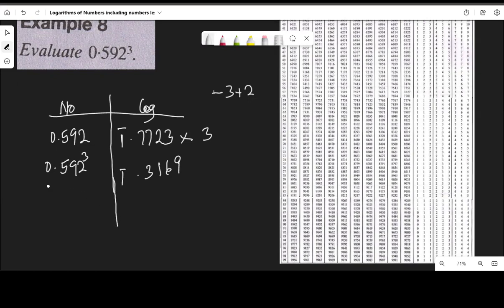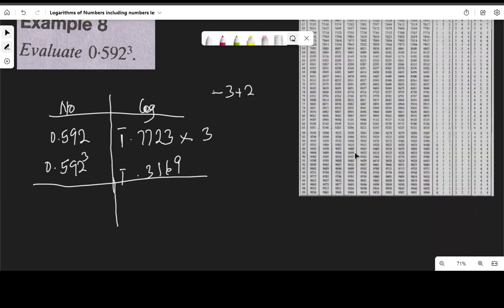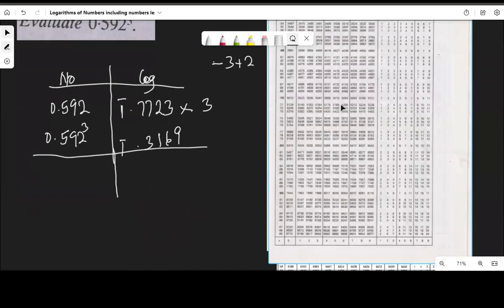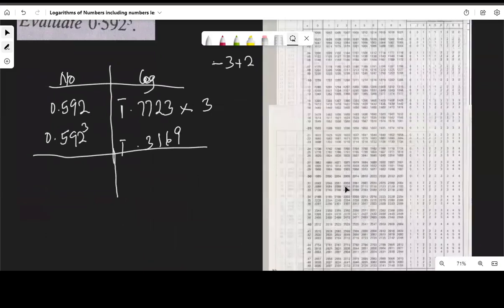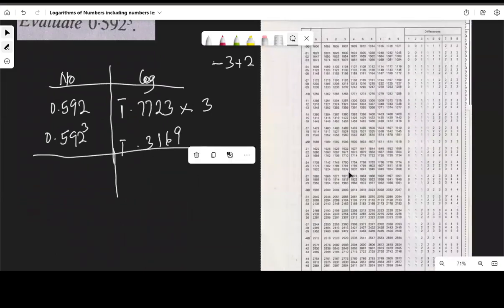I will look for the antilog of 31 under 6, difference of 9. Looking for antilog of 31. 31 should be somewhere here. 31 under 6. This is 0, 1, 2, 3, 4, 5, 6. We can even trace it off here.